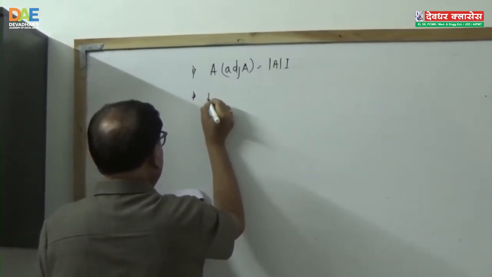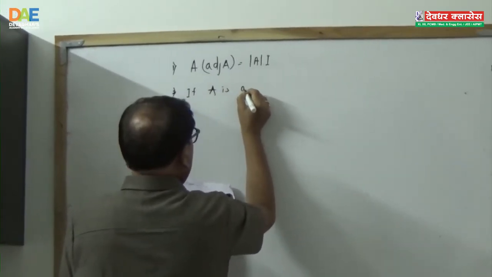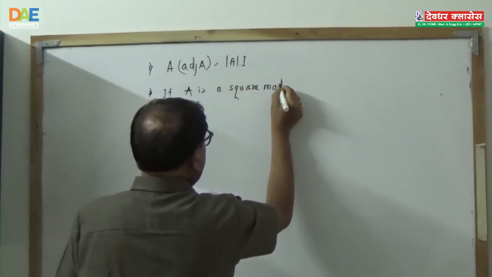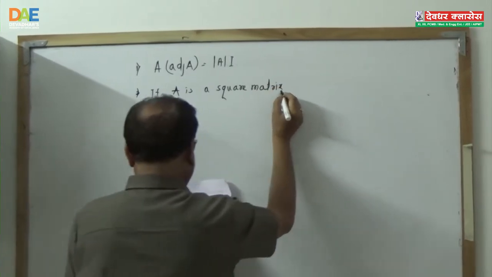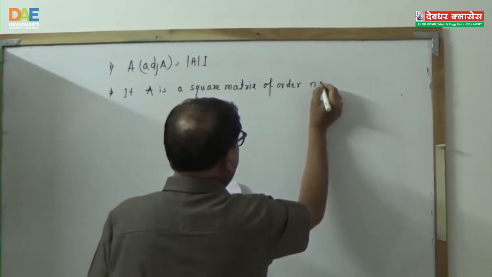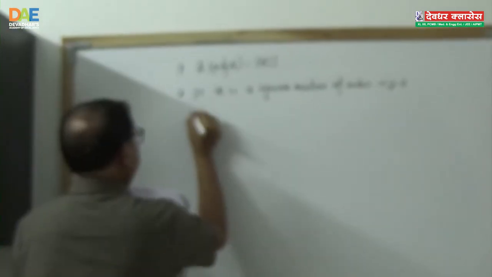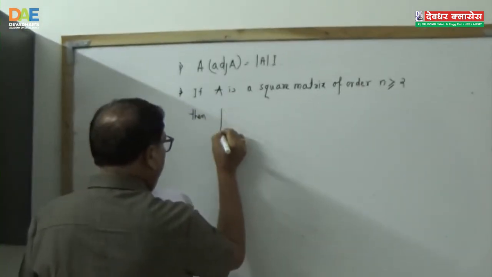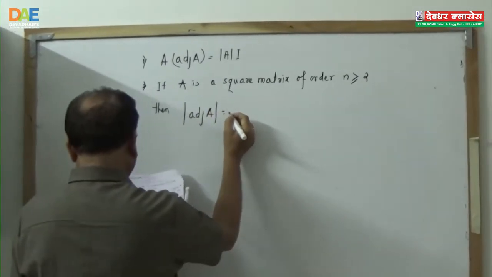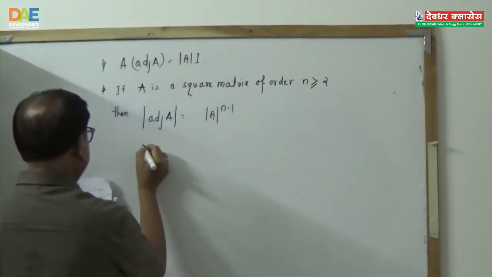2. If A is a square matrix of order n greater than or equal to 2, then mod of adjoint A is equal to mod A raised to n minus 1.